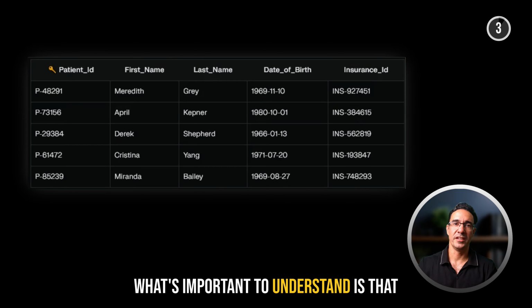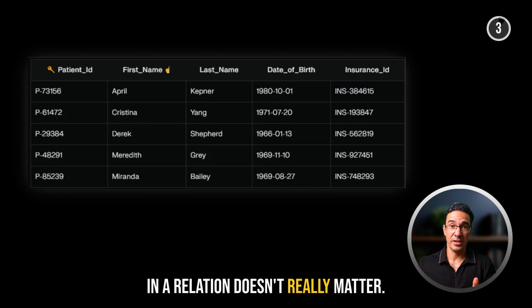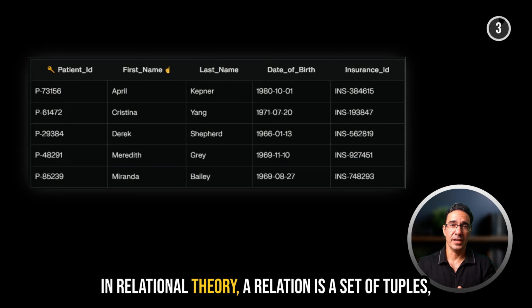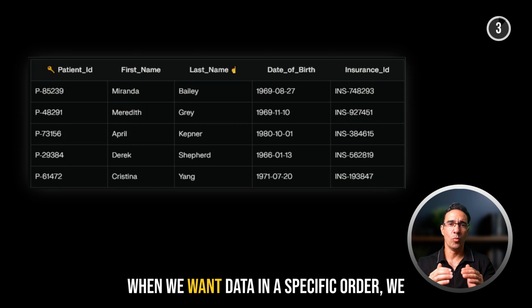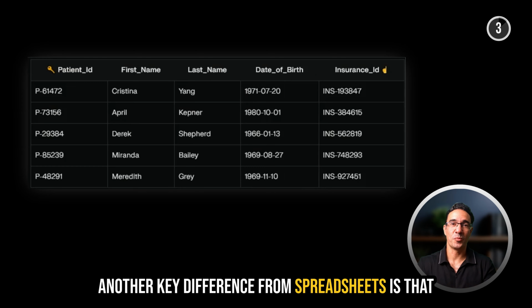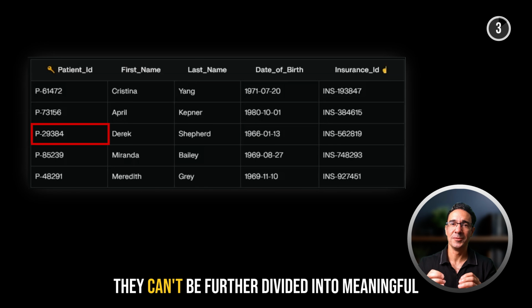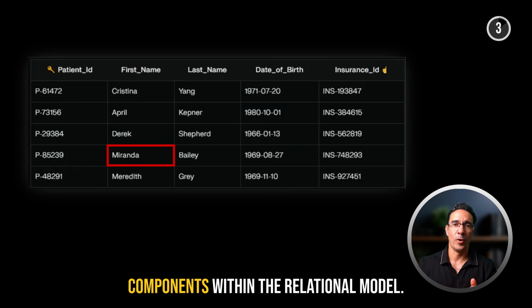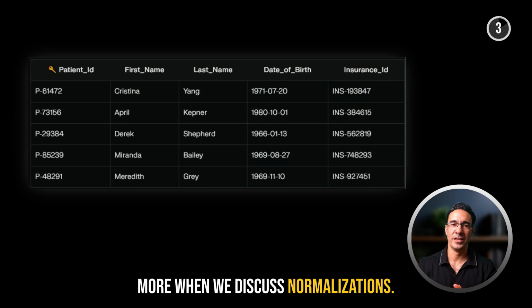What's important to understand is that, unlike a spreadsheet, the order of rows in a relation doesn't really matter. In relational theory, a relation is a set of tuples, and sets don't have any inherent ordering. When we want data in a specific order, we explicitly request it using a clause in our query. Another key difference from spreadsheets is that all values in a tuple must be atomic, meaning they can't be further divided into meaningful components within the relational model. This is part of what's called first normal form, which we'll explore more when we discuss normalization.